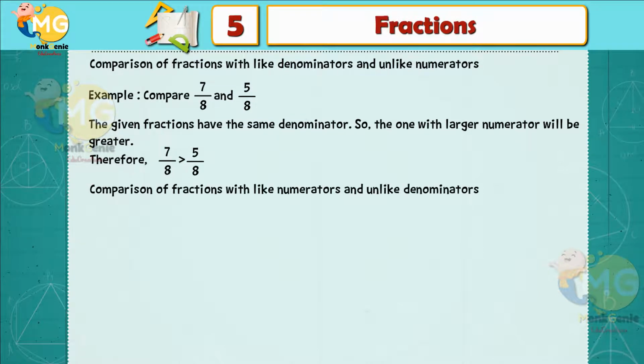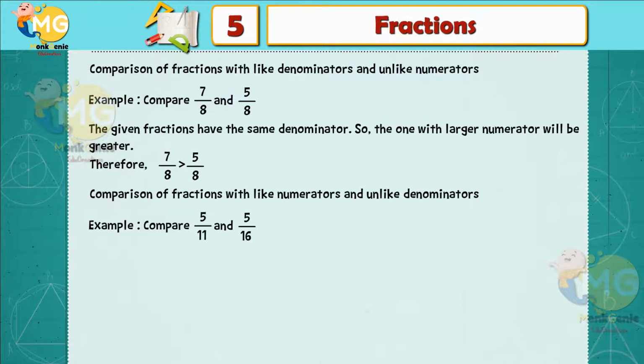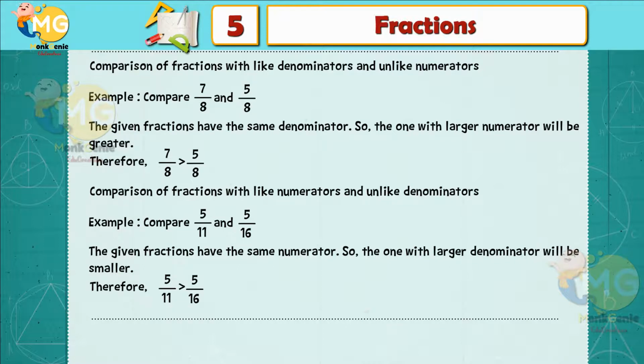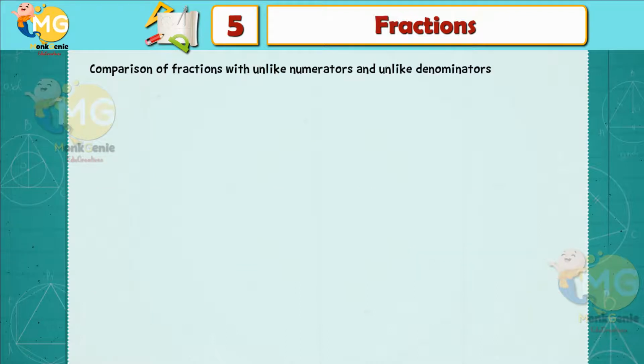Comparison of fractions with like numerators and unlike denominators. Example: compare 5/11 and 5/16. The given fractions have the same numerator, so the one with larger denominator will be smaller. Therefore, 5/11 is greater than 5/16.